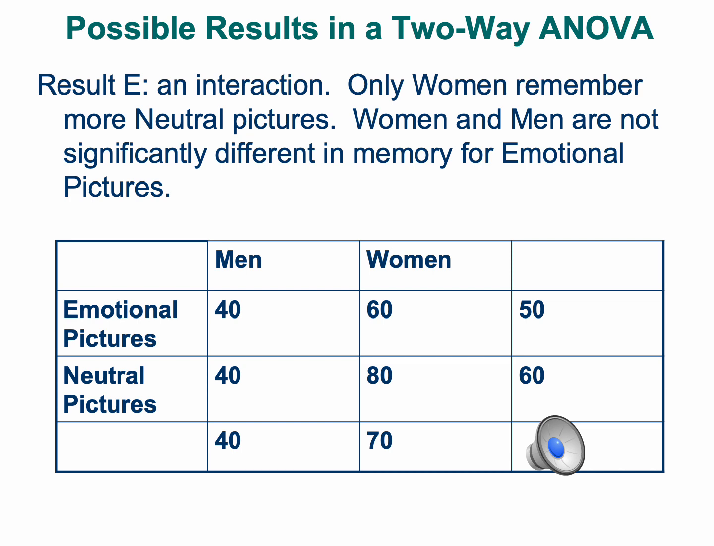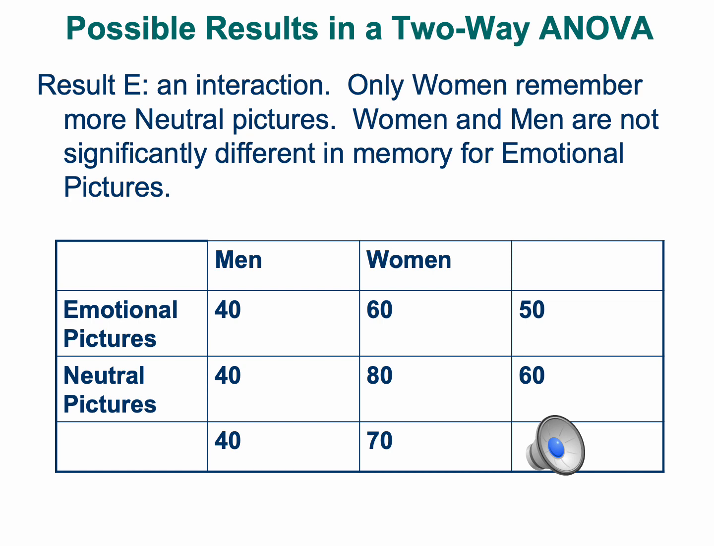Only women remember more neutral pictures. Men and women are not simply different in memory for emotional pictures. You look along the table there, you see that women are remembering many more neutral pictures. So here you see 80, and notice that the others are roughly remembering 60, 40, and 40, which is very much lower than the 80 there. And notice the marginals, especially for emotional and neutral pictures, do not show an effect.